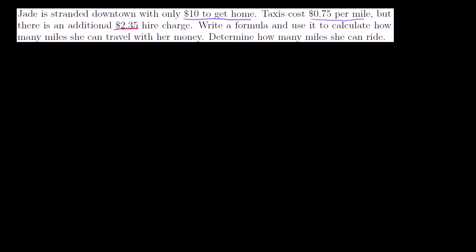All right, so the total cost of a cab ride is going to be equal to just the initial hire charge, which is $2.35, plus the 75 cents per mile, plus the 75 cents times the number of miles. We're letting m be equal to the miles she travels. Miles traveled. So this is the equation.